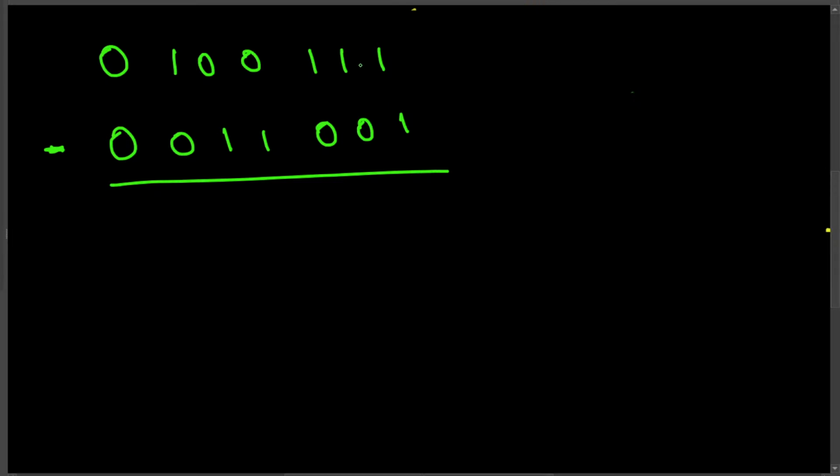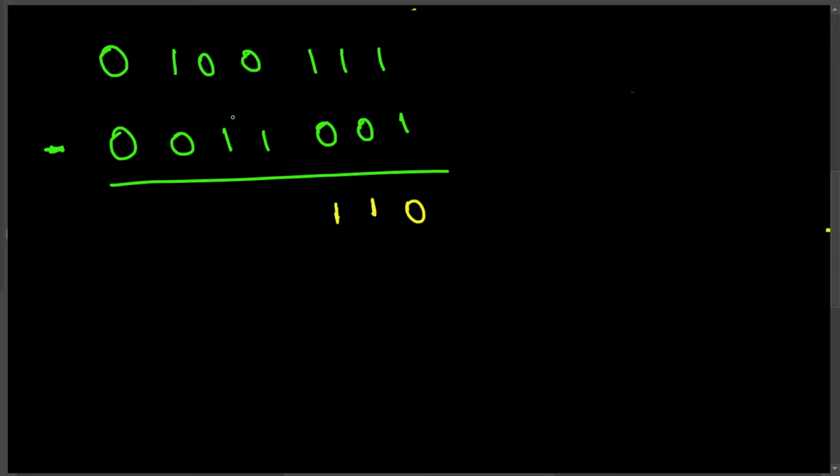When you do the subtraction in binary, you have to be a little bit careful, especially when we get negative numbers. Here we have 1 minus 1, that is 0. 1 minus 1, that is 0. 1 minus 0, that is 1. 1 minus 0, that is 1. And then 0 minus 1. Here we have a negative 1.